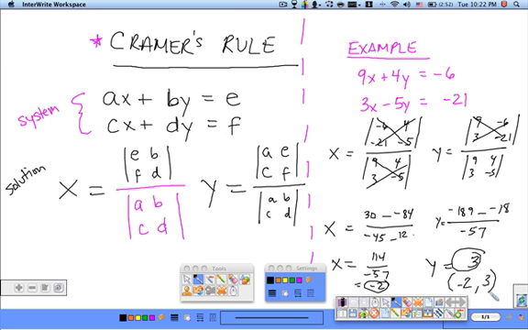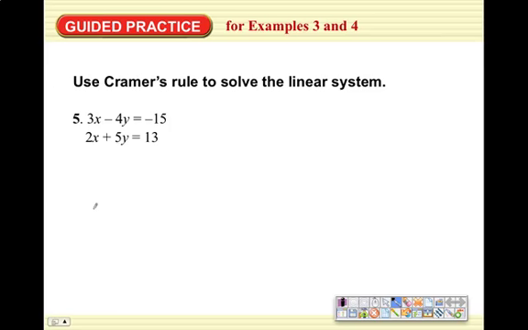Let's do one practice example for solving a system using Cramer's rule. Take a moment to solve this practice example using Cramer's rule. Pause the video and then you'll see your answer.